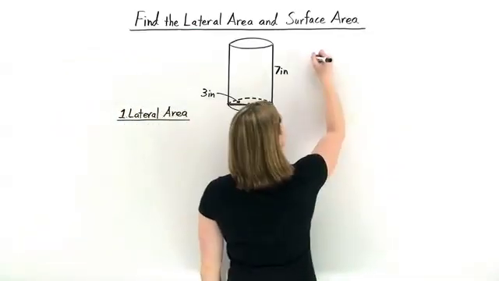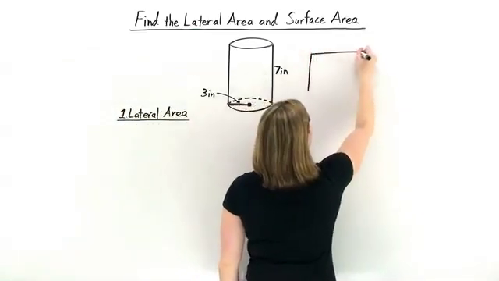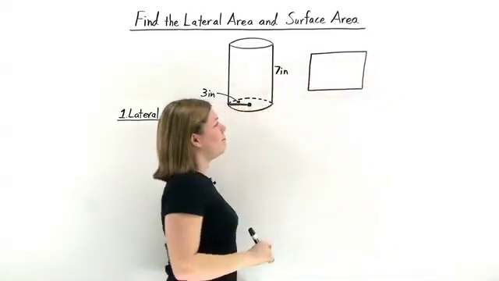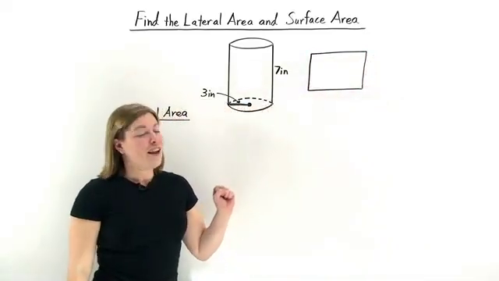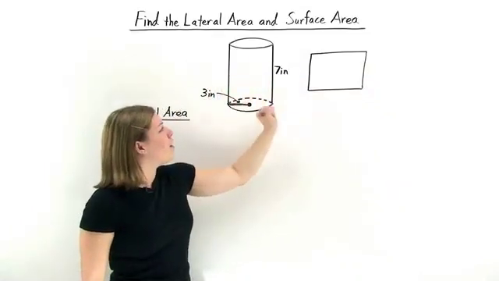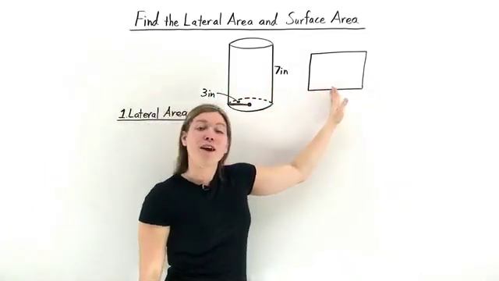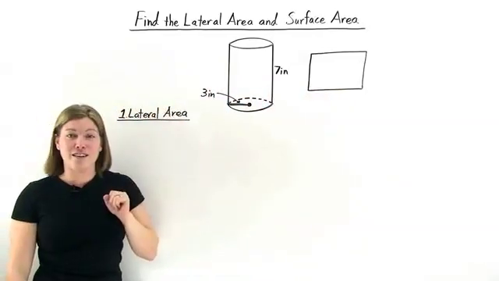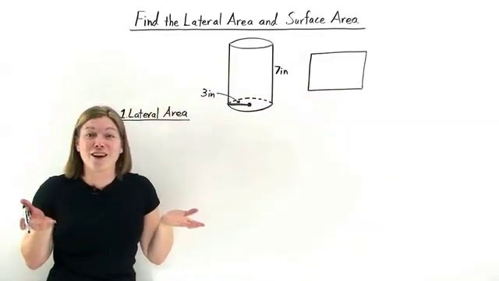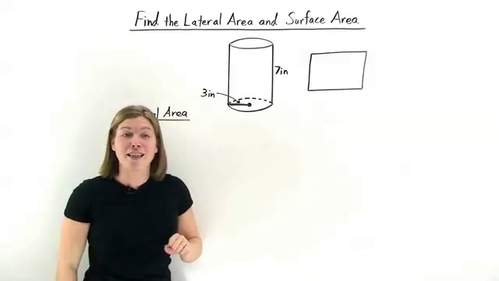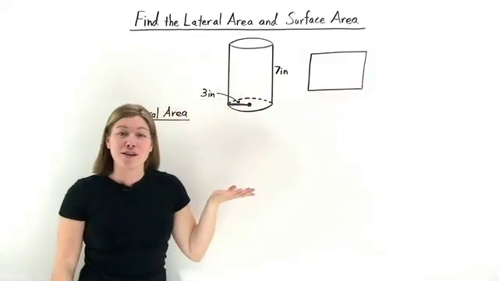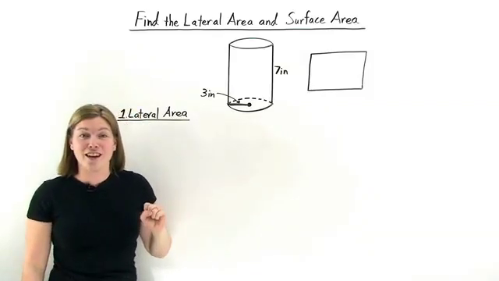Let's say that we take this cylinder and we unroll it. Well, if we unroll this cylinder, we end up with a rectangle, sort of like this. And we can see that by that unrolling, we would just need to find the area of this rectangle in order to find the lateral area. Well, we know how to find the area of a rectangle, length times width. So we need to find these different lengths and multiply them together, and we'll have the lateral area.